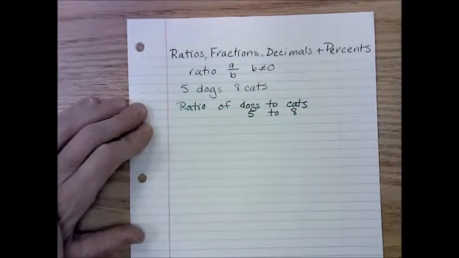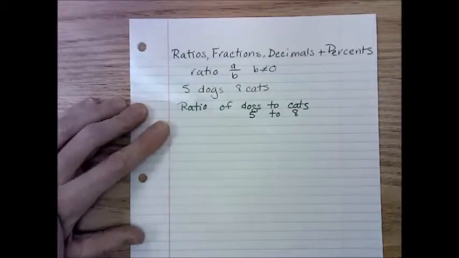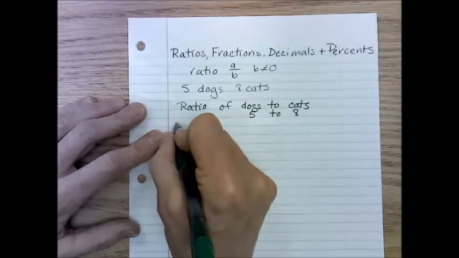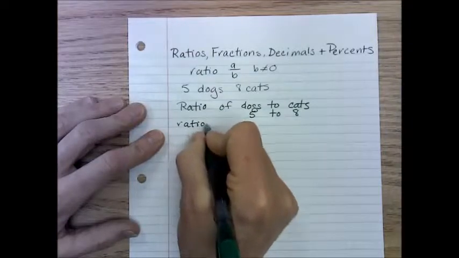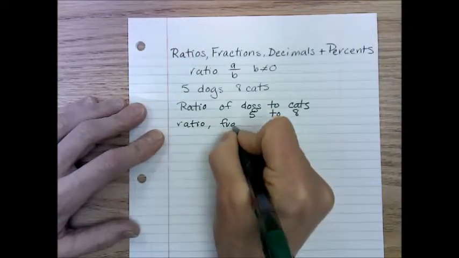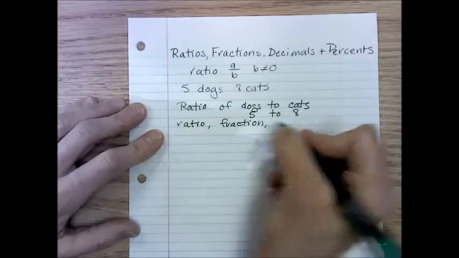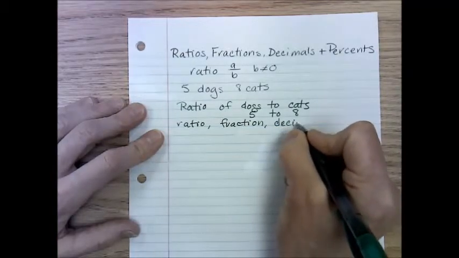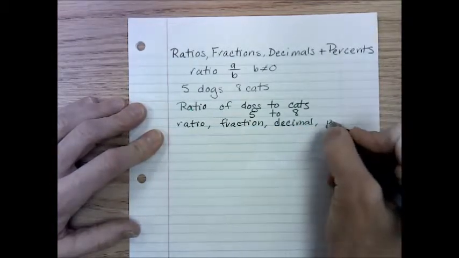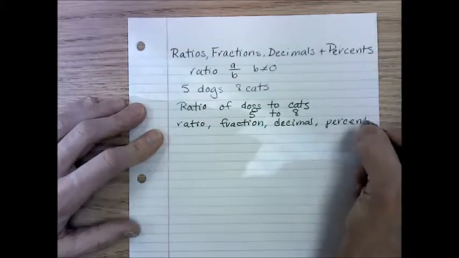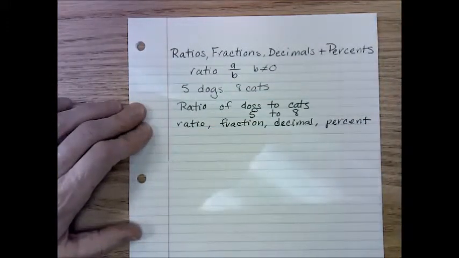Well, when we talk about ratios, there are a couple of ways to write a ratio. So we can have a simple ratio, like we just wrote. We could write it as a fraction. We could write it as a decimal. Or we could write it as a percent. So let's talk about how to do that.